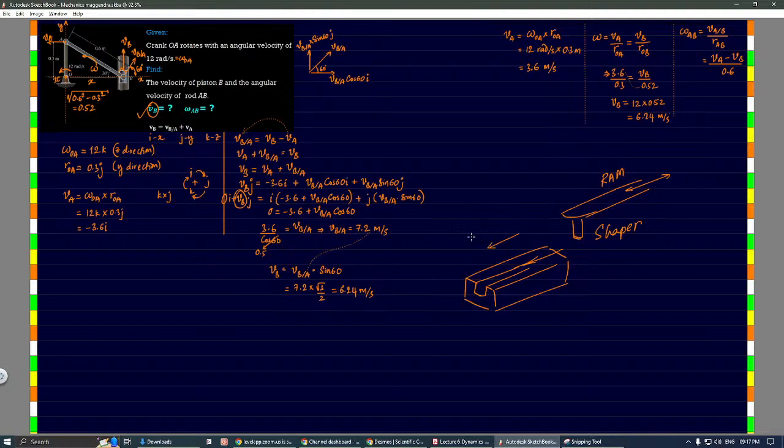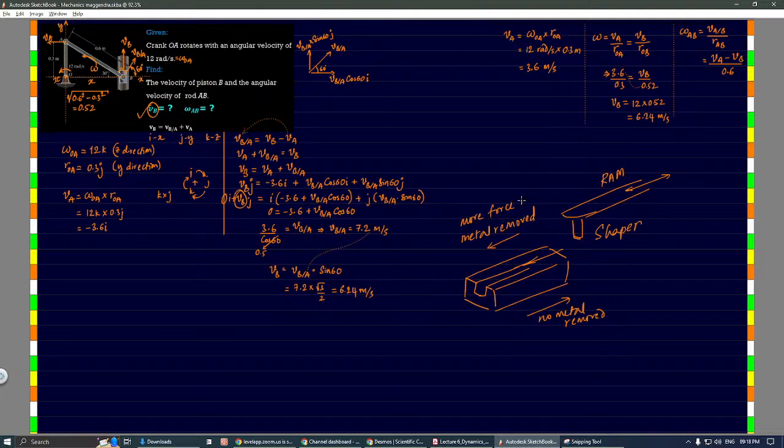When it is moving forward, metal is removed. But when it is moving back, no metal is removed. So for removing metal, more force is required.